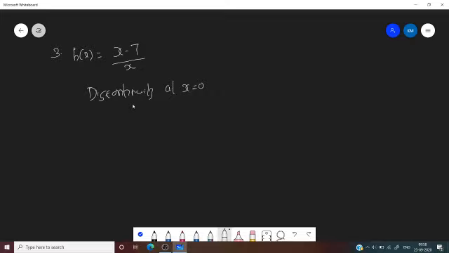Function is not defined for any value of x which would make the denominator equal to 0. The function is not defined at the points where the denominator equals 0.